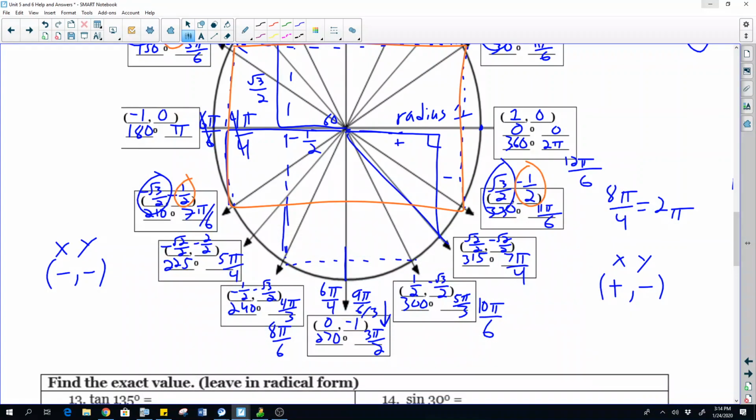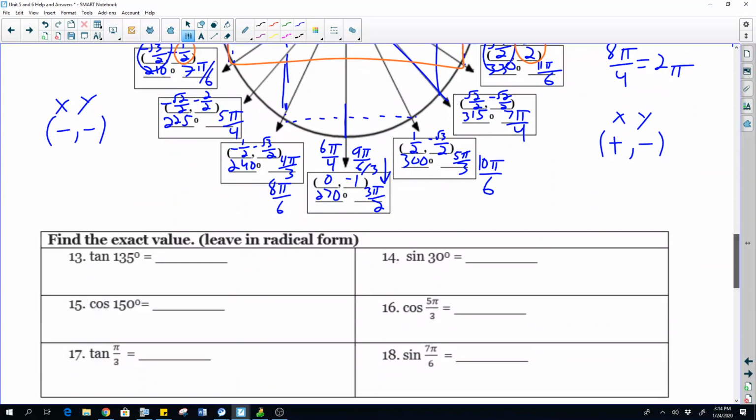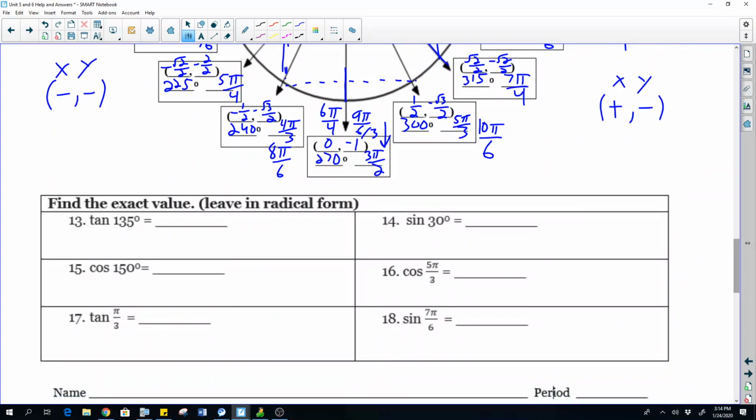All right, thanks for watching so far of our unit circle. So this isn't too bad, pretty nice. Finding the exact trig value just using your unit circle. Let's start off with the easy one, number 14.